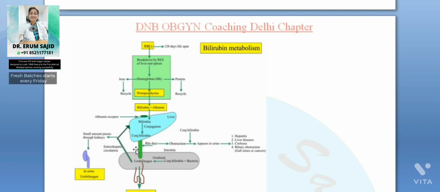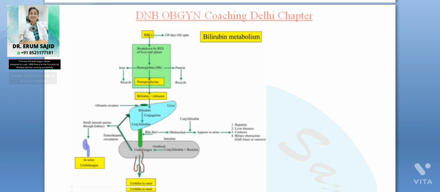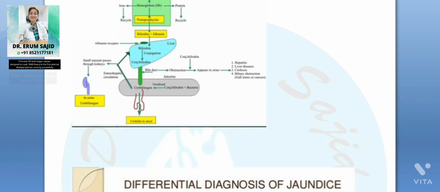But if there is a post-hepatic disorder, that means I'm talking about obstruction in the form of stricture, stenosis, cancer, gallstones, whatever. Gallstones, I'm talking about common bile duct gallstones. What will it lead to? It will lead to conjugated hyperbilirubinemia.